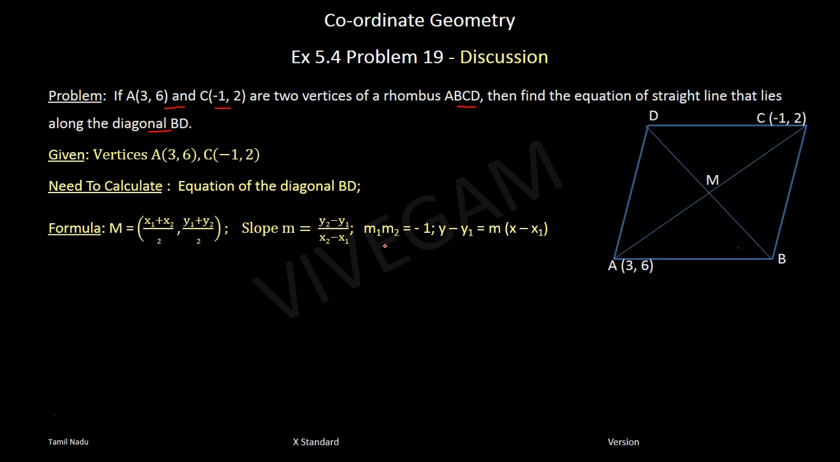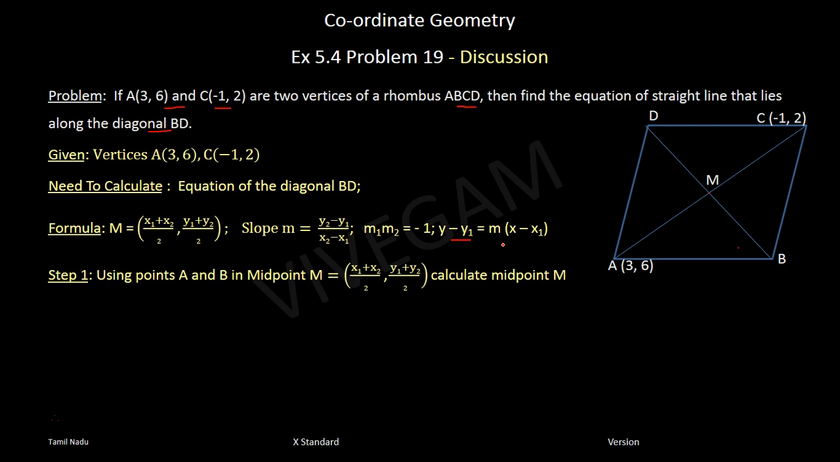Once you know that, then you have to use m1 times m2 equal to minus 1, because AC and BD are perpendicular to each other. So if this is m1 and this is m2, m1 times m2 will be equal to minus 1. That way you will be able to calculate the slope of BD. Then use the one-point slope-point form. You know the slope and you also know one point on it, so you can use the slope-point form and calculate the equation of BD. So this is how the problem needs to be worked out.